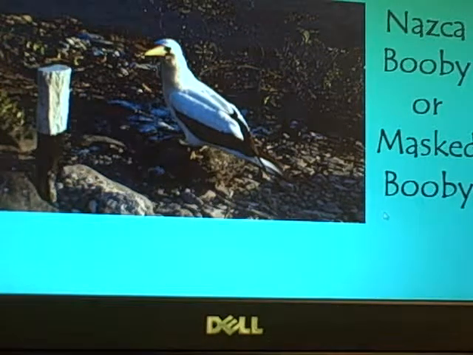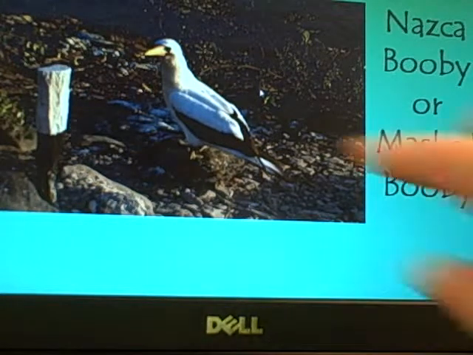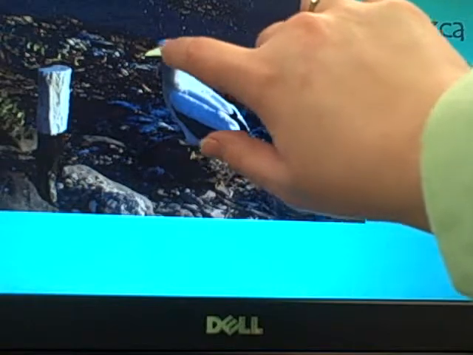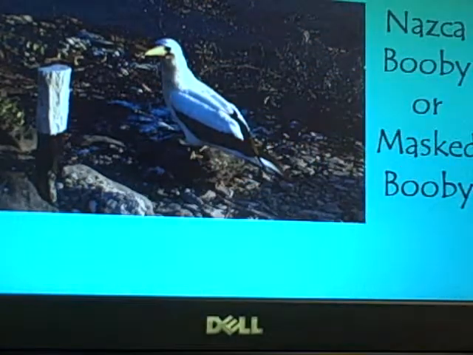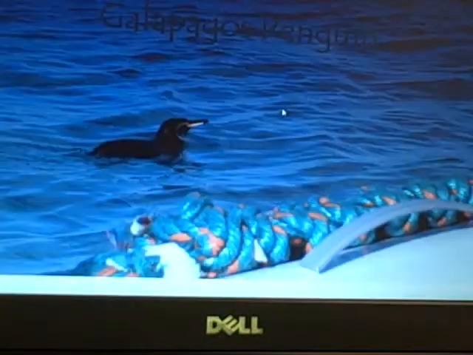Here's another kind of booby. This one is called the Nazca booby, or the masked booby, because if you look around its eyes, it has kind of like a Lone Ranger mask on. So they call it a Nazca or masked booby.